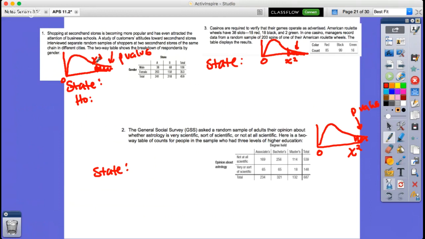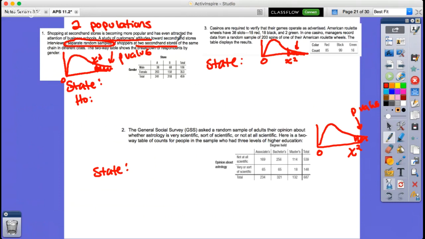Okay, so the state part. Let's talk about what type of test we have. First of all, and that's important, I would identify that as early as possible. It says: shopping at secondhand stores is becoming more popular and has even attracted the attention of business schools. A study of customers' attitudes, okay? Customers' attitudes towards secondhand stores. They interviewed separate, okay, this is huge. If I interview separate random samples of shoppers at how many? 2 secondhand stores. So right now, if I have 2 random samples, that means I'm taking from 2 populations. That's very, very important, okay? Of the same chain in different cities.